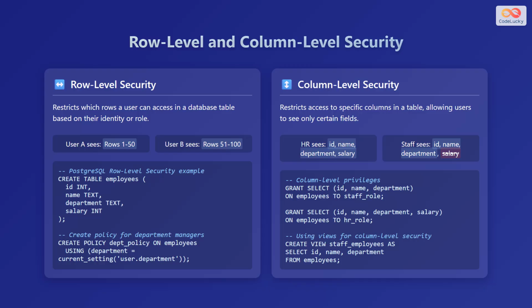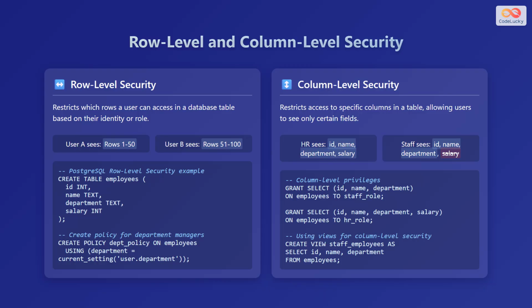Row-level security restricts which rows a user can access in a database table based on their identity or role. For example, user A sees rows 1 to 50, and user B sees rows 51 to 100. The Postgres structured query language, row-level security example shows creating a table named employees. Then create policy for department managers.